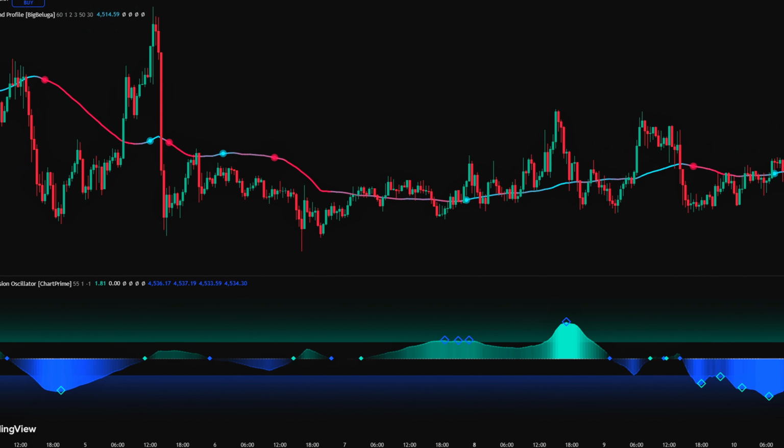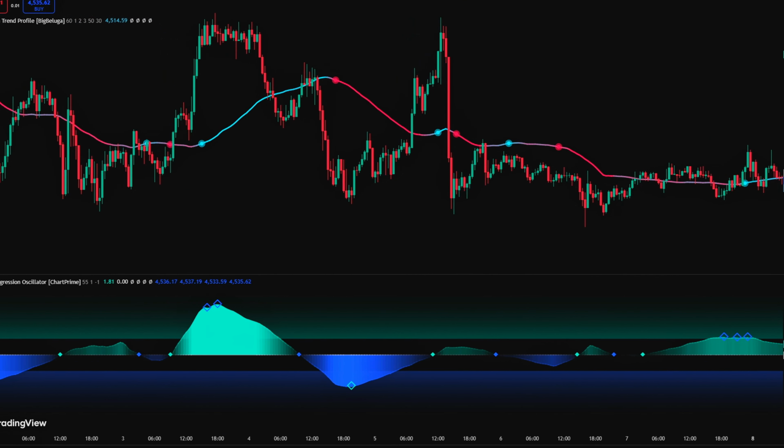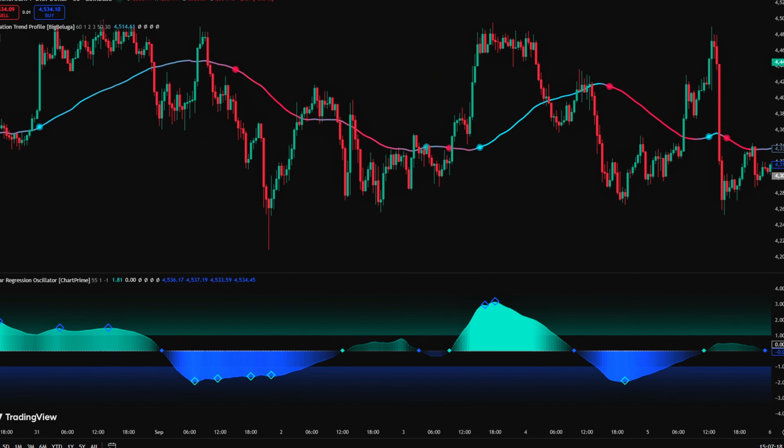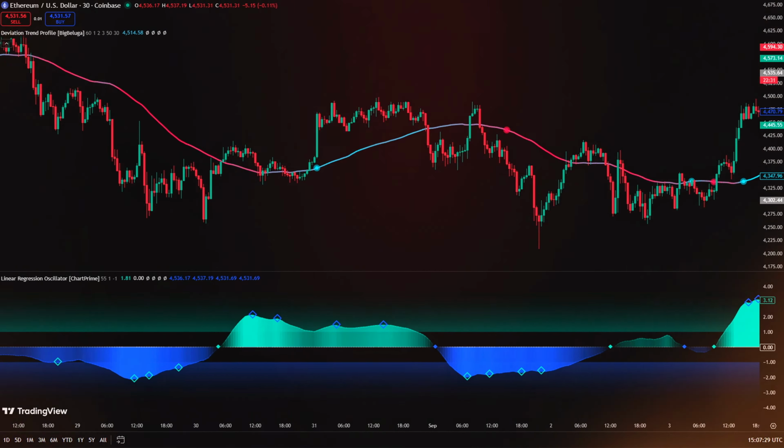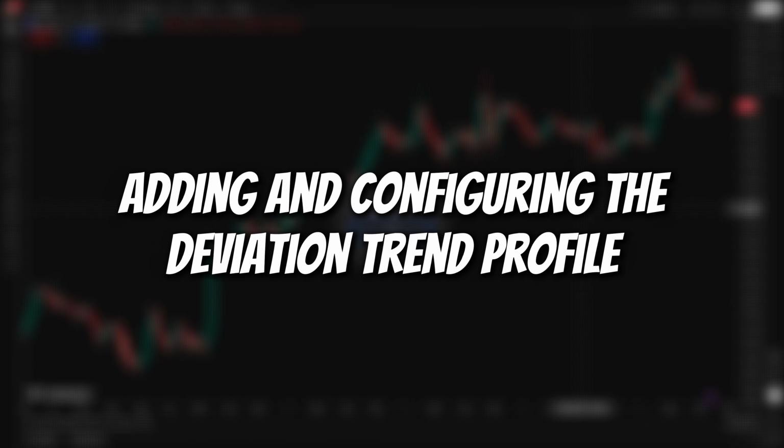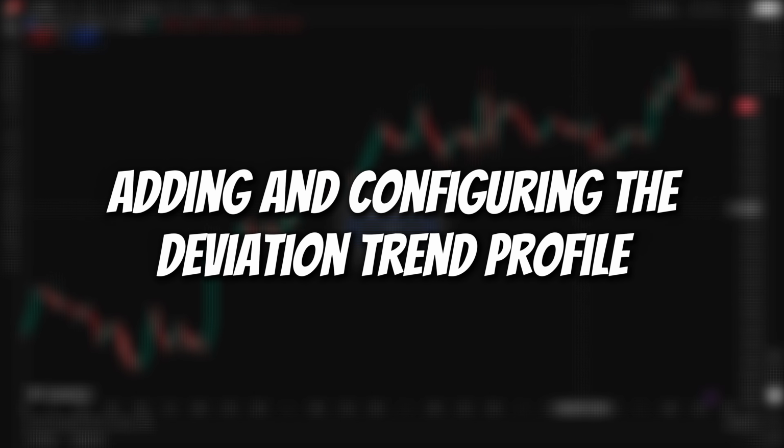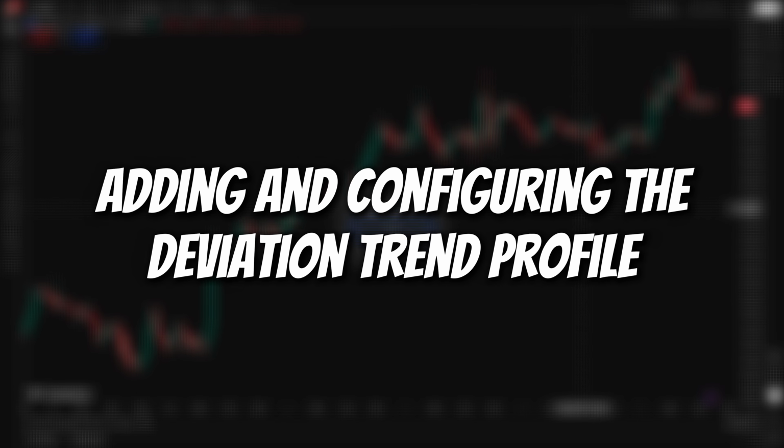Stay with me till the end because this setup can help you filter false signals, identify momentum shifts, and trade with far more precision. Step 1. Adding and configuring the Deviation Trend Profile indicator.